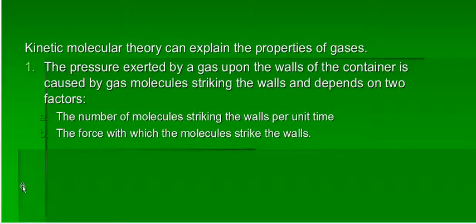Kinetic molecular theory can explain the properties of gases. Now, the pressure exerted by a gas upon the walls of the container is caused by the gas molecules striking the walls and depends on 2 factors. Put a star by this because these 2 factors are important in determining pressure. Pressure is determined by the number of molecules that hit the wall per time and the force with which those molecules strike the walls.